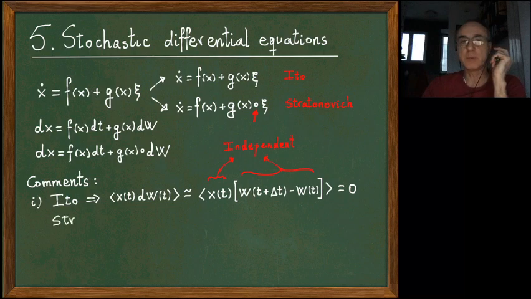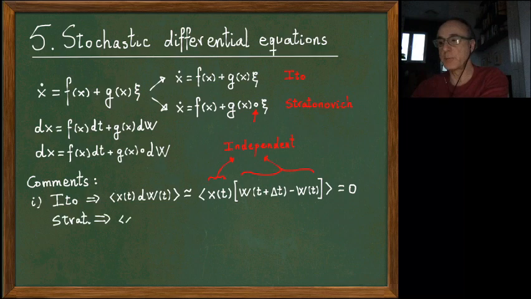In Stratonovich, remember that the prescription of this product is that x of t is in the middle of these two times. So x of t is no longer, well, this t is not t, it is t plus delta t divided by 2. It's this time x is evaluated in the middle of these two times. So this is not 0.